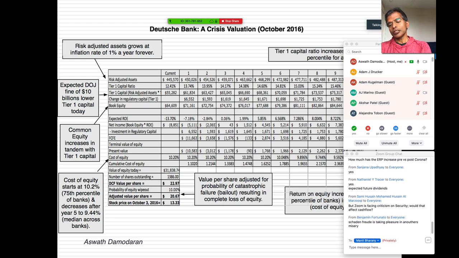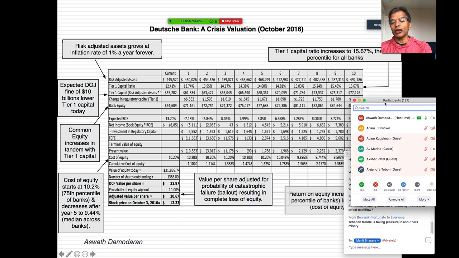So you take $8 billion out of book equity, and all of a sudden, Deutsche's Tier 1 capital ratio is down to 12.41%. You're saying, so what? Is that high? Is that low? The 75th percentile for all banks is 15.67%. And given Deutsche's investment banking business, they should be closer to 15.67%. Already you can see that Deutsche is in the hole. It has too little regulatory capital, 12.41 versus 15.67. On top of that, they lost $8.9 billion in the 12 months leading into this valuation. $8.9 billion net income, or net loss.